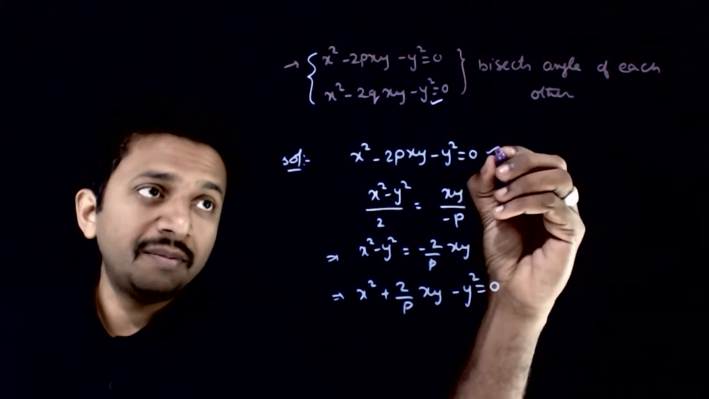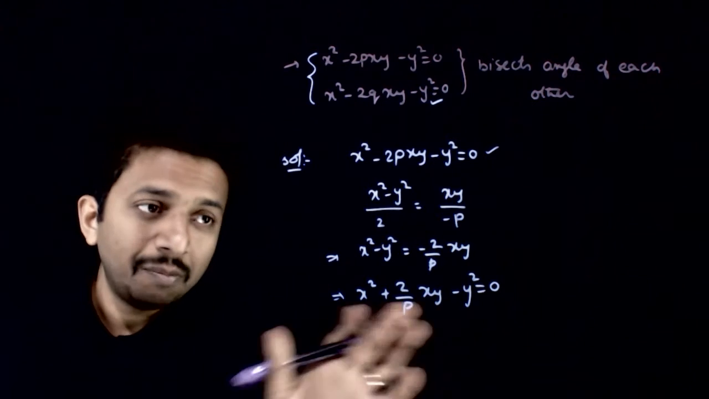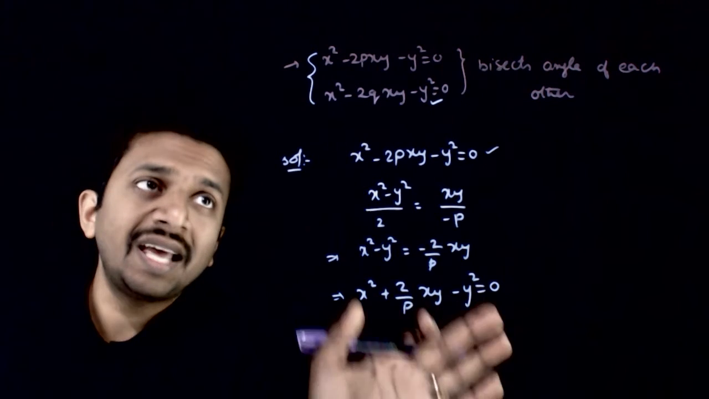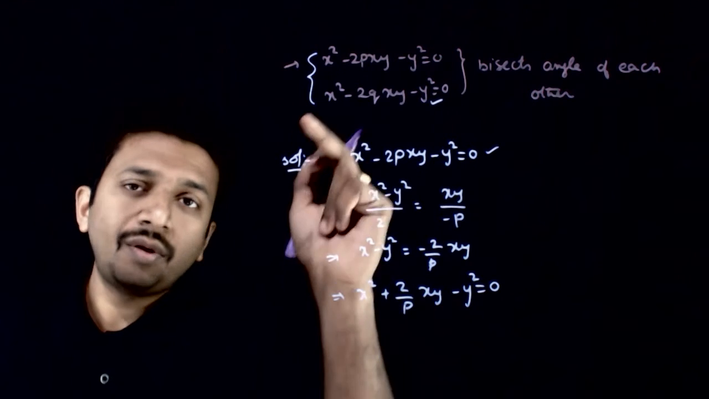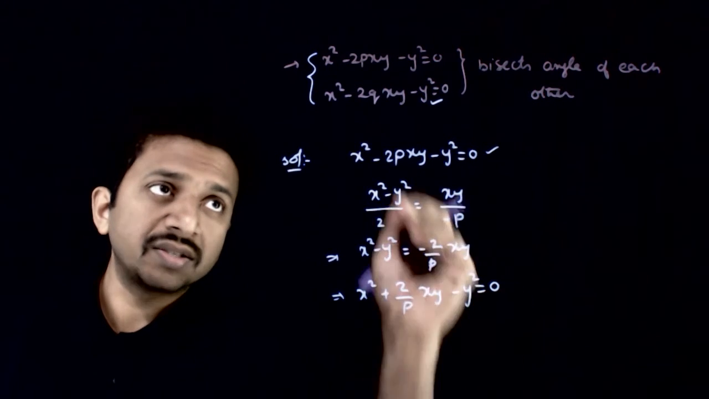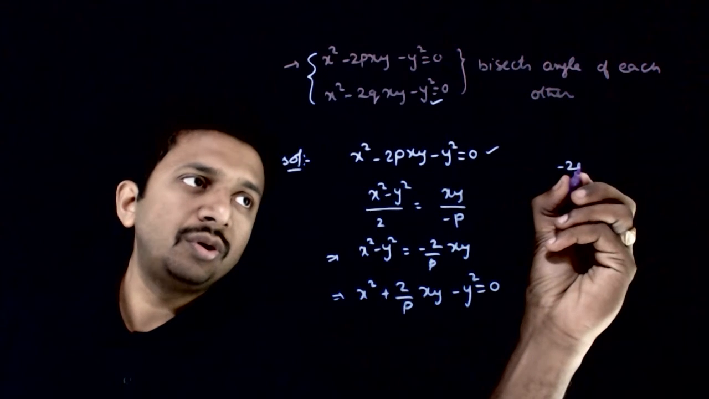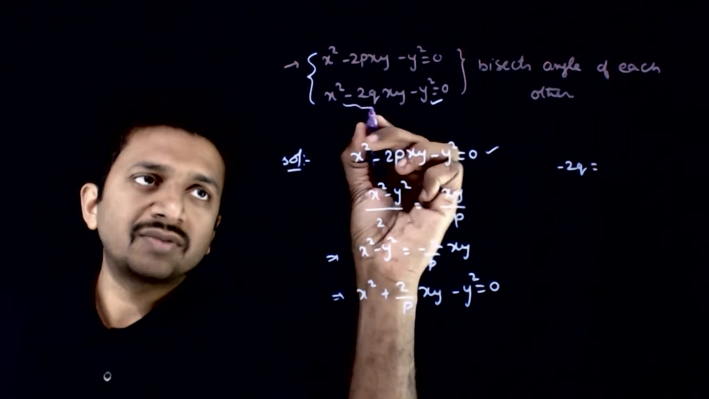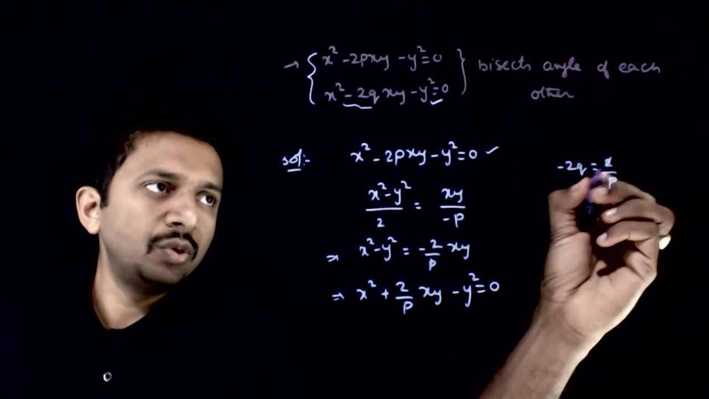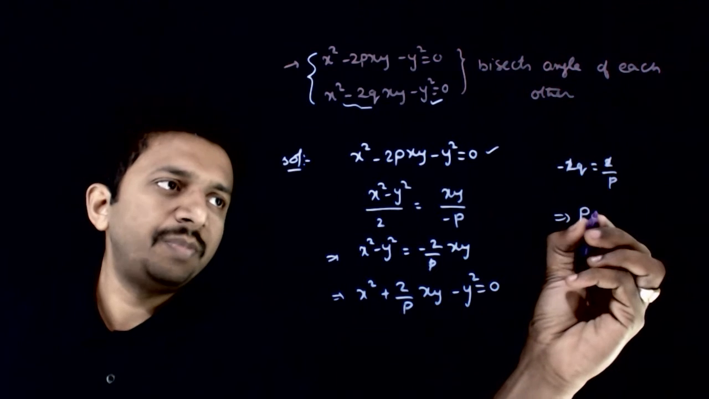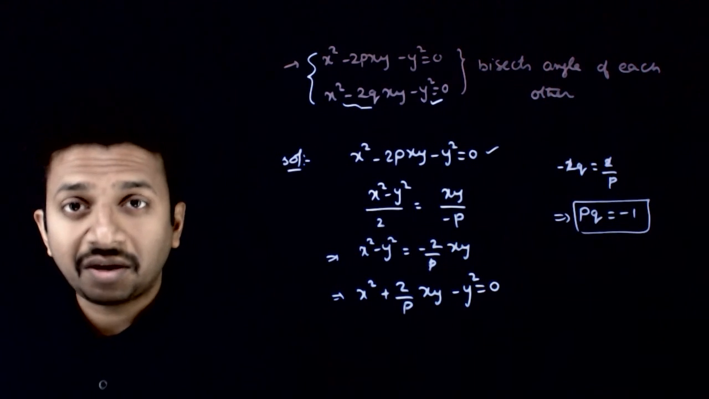Actually, from the formula, the bisector of this pair of lines should be equal to this. But in the question, it's given that this line is the same as this line. Hence, the coefficients have to match. x square coefficient has already matched. y square coefficient has already matched. So what is left out? Minus 2q should be the same as the xy coefficient, minus 2q should be the same as 2 by p. As 2 and 2 get cancelled, this implies pq has to be equal to minus 1. So that will be the required condition.